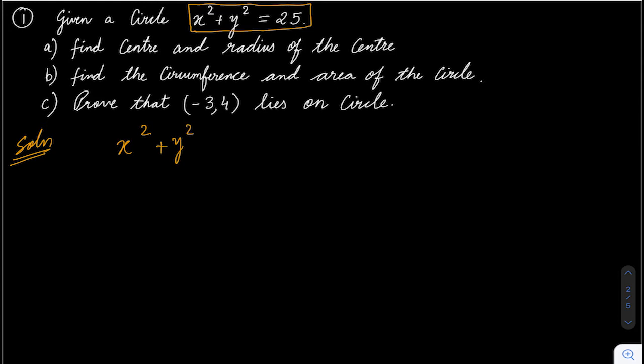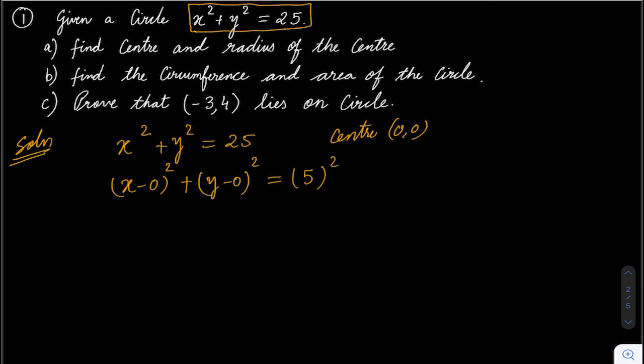Obviously either you can directly write that the center is 0, 0, or what you can do is you can show it like this also. This is nothing but x minus 0 whole square, and this is nothing but y minus 0 whole square, and 25 is nothing but 5 square. So from this I can directly write my center is the origin, that is 0, 0, and my radius is nothing but 5 units, or you can just say 5.